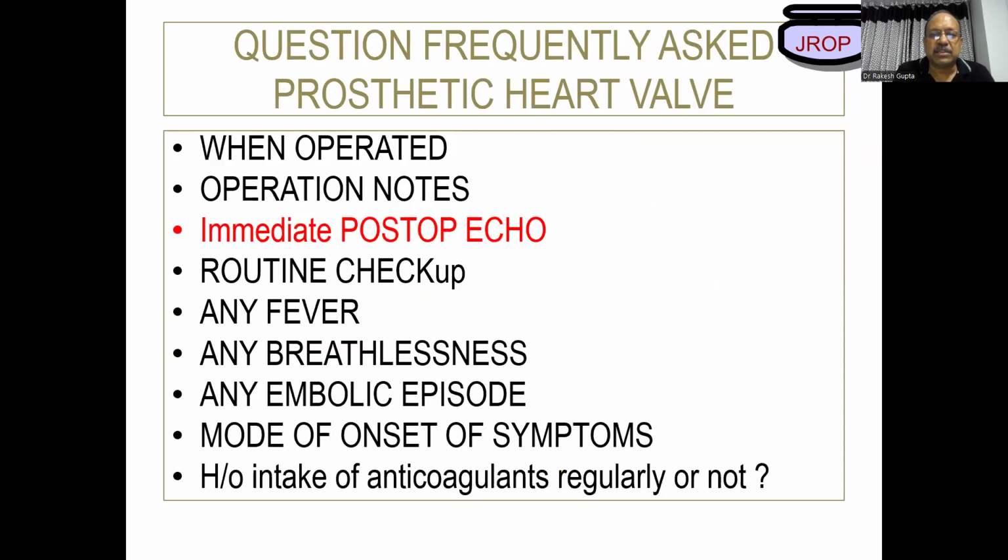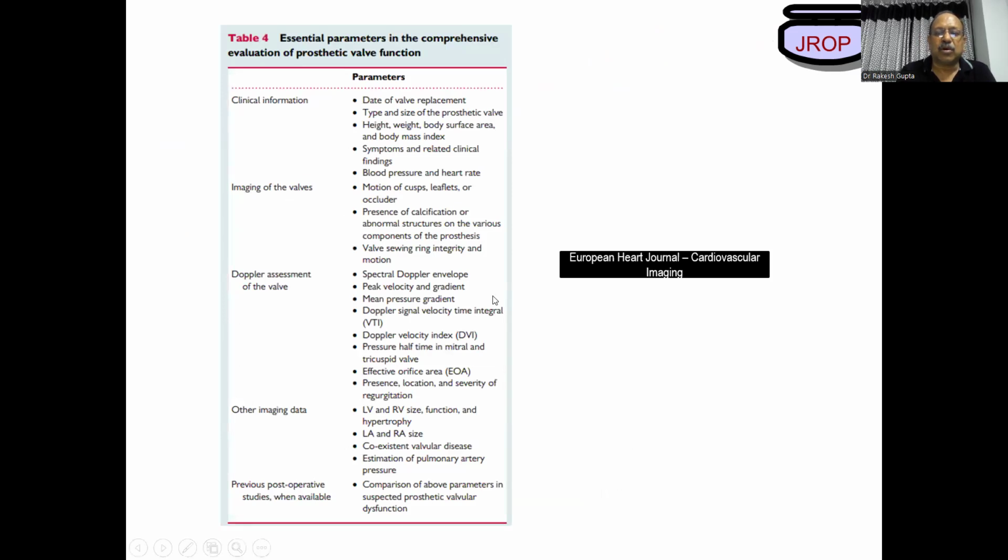Next are the questions frequently asked about prosthetic heart valves. When was it operated, what were the notes? Immediate postoperative echo, immediate means within 7 days or at the time of discharge. Does the patient ever have a routine checkup after that? Does he carry any history of fever or breathlessness or any embolic episodes? And what is the mode of onset of his symptoms? And the most important thing is whether he's taking anticoagulants regularly or not. This is all the information we can get from a comprehensive evaluation of prosthetic valve: clinical, imaging, other imaging, pressure.